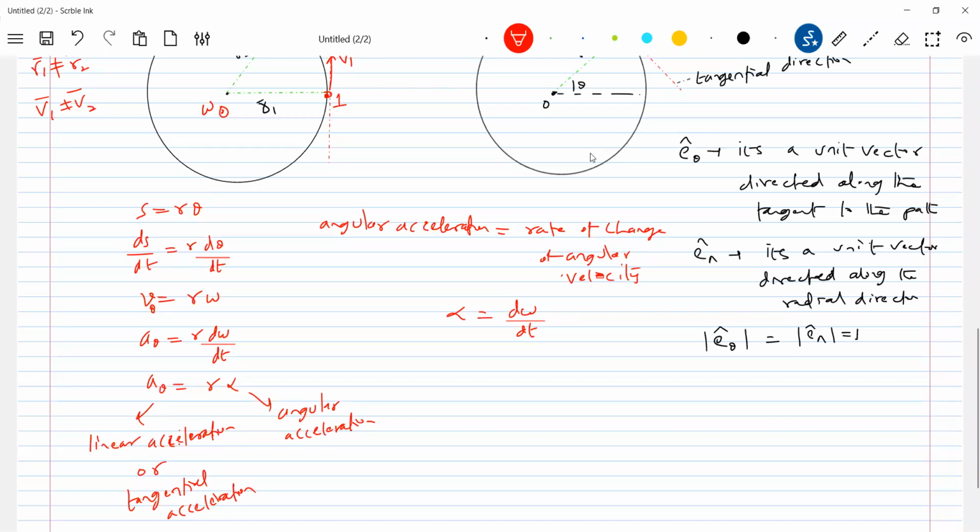Okay, let's do one thing. If a particle moves in a circular path, let's see what conditions come if the speed of the particle keeps on increasing. So this is the R bar.